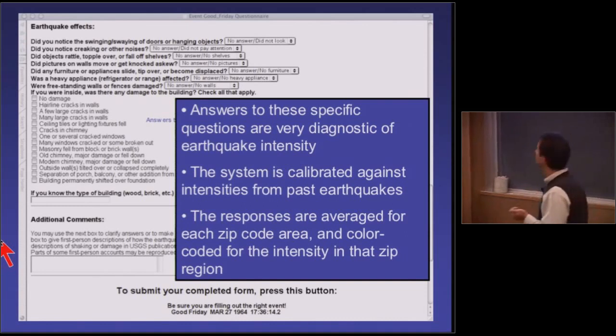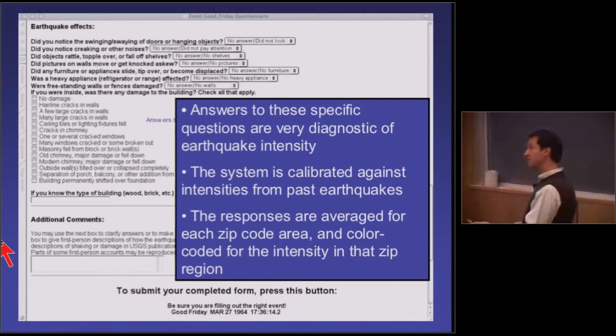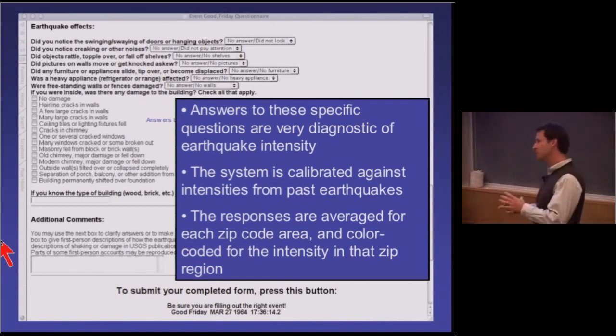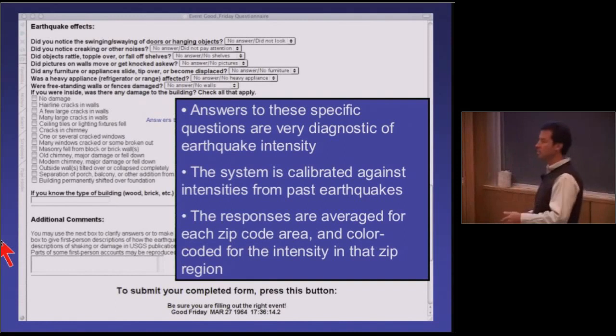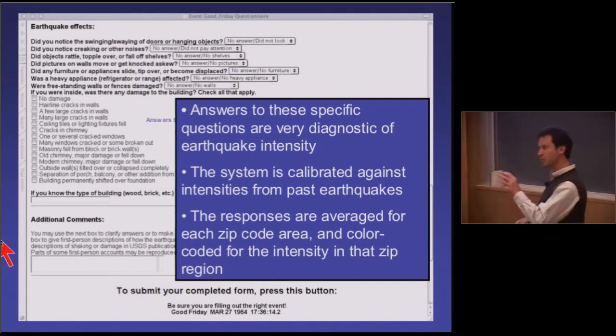And so we carefully designed this questionnaire to be able to assign intensities automatically to those responses. It's calibrated from past earthquakes, so we know that the answers are consistent with what we've seen from past earthquakes. And we simply take the responses from each zip code and assign a single intensity to that zip code, color code, to map it. So each time entries come in, we update the map with the zip code that's been filled out. So the map, if you just leave it on your screen, will update every several minutes.